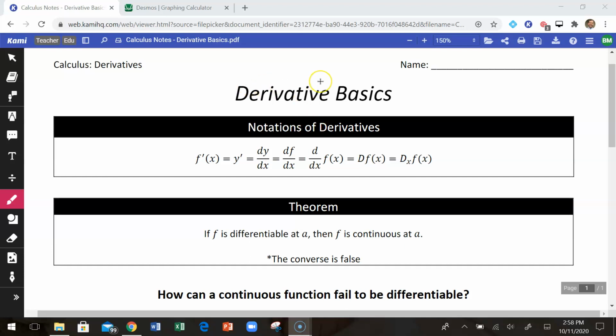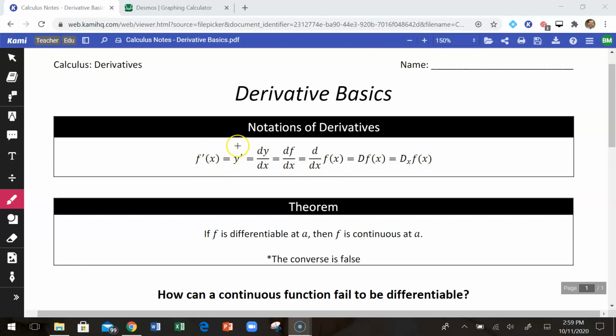Okay, this video is kind of just a general overview of some different topics when dealing with derivatives. So the first part is just notation. Just know that all of these things mean the same thing. A lot of times you're going to see something and think, I've never seen that before, or what does that mean? And all of these things mean the same thing.